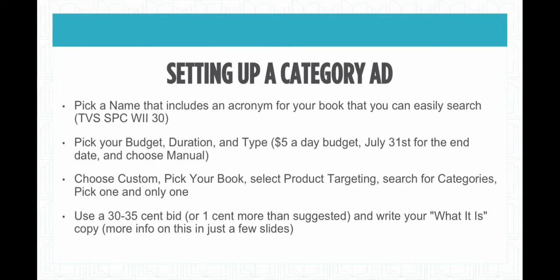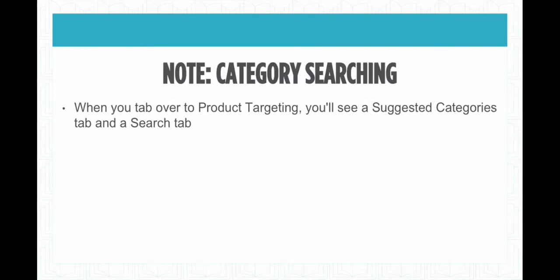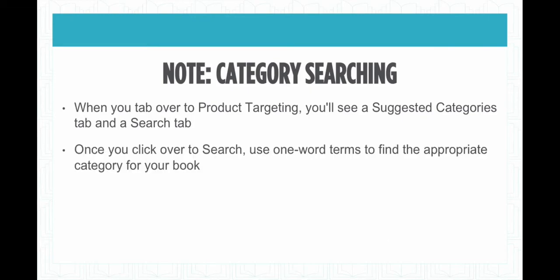Now I'm going to share the info on that in just a few slides. From there, double check that your bids are right, click Create Campaign, and then you're all set. When you tab over to Product Targeting, you're going to see some suggested categories Amazon thinks you should choose, and you're going to see a Search tab. You're going to click in there in the search, and you're going to use one word at a time. Don't try to put in fantasy coming of age, because nothing will show up. Use one word at a time, search that, then scroll down to look for the appropriate category for your book.